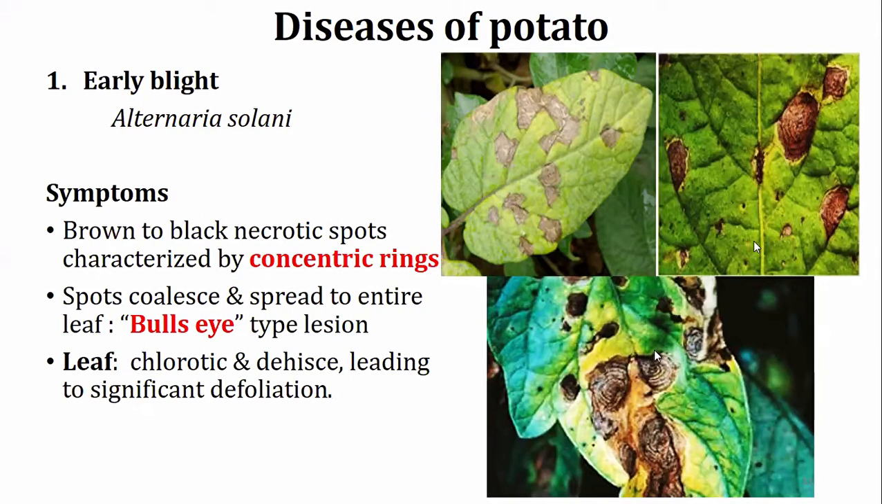It will spread to the whole leaf. Then it has a bull's eye appearance. The damaged leaf becomes chlorotic and dehisces, leading to significant defoliation. After severe infection, the leaf becomes defoliated.